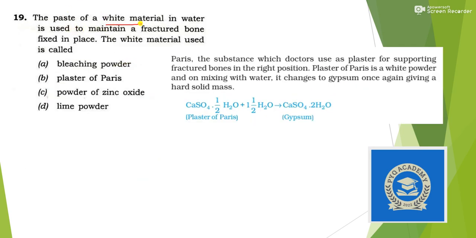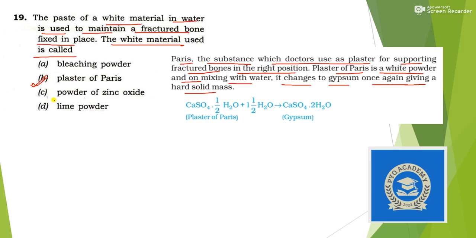The paste of a white material in water is used to maintain a fractured bone fixed in place. The white material is called... A very easy question, given directly in NCERT of class 10, I think chapter 2. So here you can see, plaster of Paris, the substance which doctors use as plaster for supporting fractured bones in the right position. Plaster of Paris is a white powder. On mixing it with water, it changes to gypsum, once again giving a hard solid mass. So this white material is nothing but plaster of Paris.